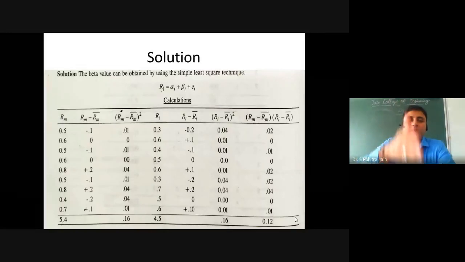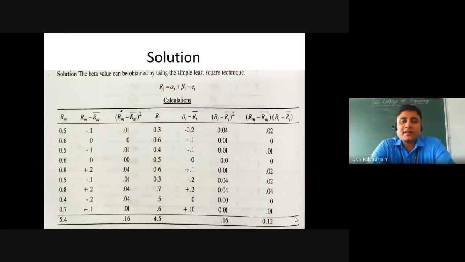Now, how do I get the second column, students? RM minus RM bar, correct? So what is RM? 0.5 minus 0.6 is how much? 0.5 minus 0.6 is minus 0.1, correct? So next, the second value, that is 0.6 minus 0.6, 0. Similarly, 0.5 minus 0.6, minus 0.1.